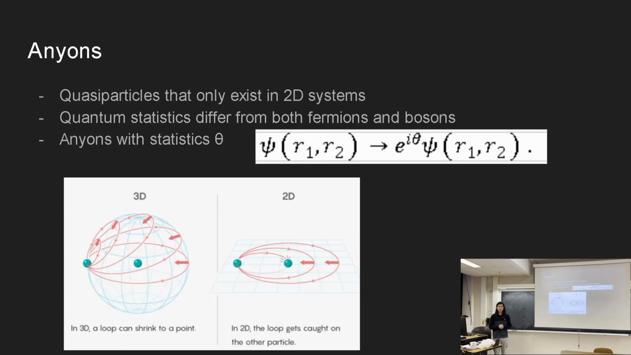So e to the i something is just representing a rotation, right? So if you're rotating around the Bloch sphere, you need the phase to represent the rotation. Here you're rotating a particle around another particle, so it's just a rotation, right?